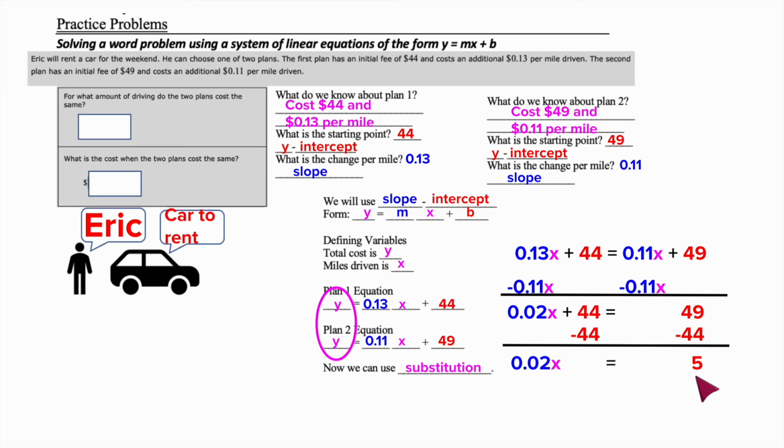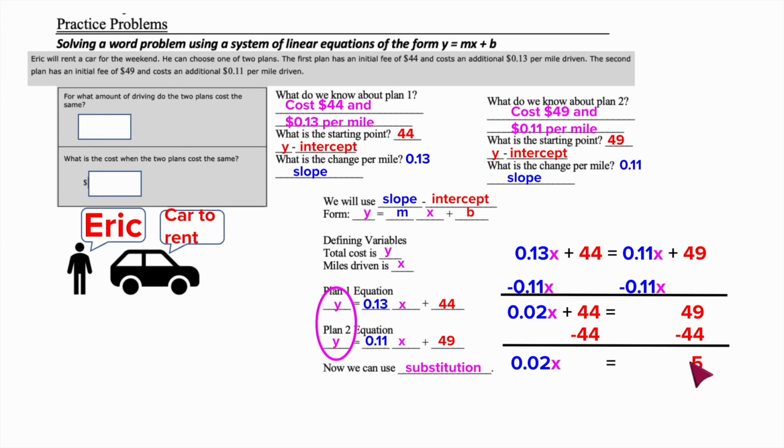So what I've essentially done here is I figured out what's the difference per mile. Well, that's 2 cents, right, in the two plans. There's a 2 cents difference there. And then what's the difference in the initial value? Well, it's $5, right? So I'm really coming down and I'm figuring out what is the difference in the two plans. It's 2 cents per mile and a total of $5 difference in initial fees.